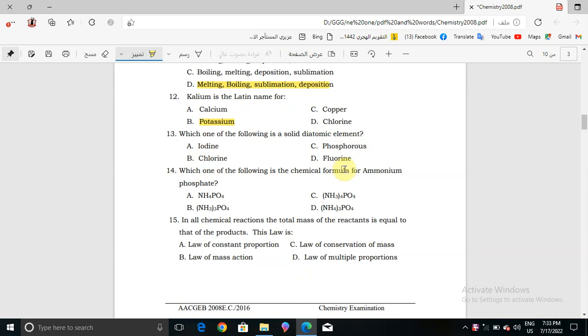The correct answer will be iodine, because it says what is a solid diatomic element.